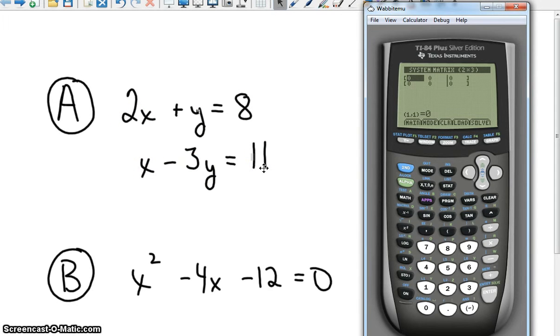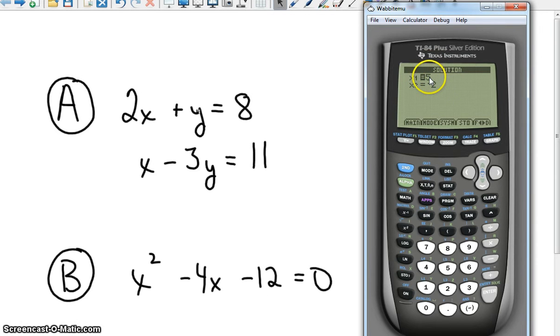Okay, and what you're going to do is just enter the coefficients of the variables. So my coefficient here is 2, my coefficient is 1, and my constant term is 8. My coefficient is 1, my coefficient is negative 3, and my constant term is 11. Now all I need to do is hit solve. And my x value is 5 and my y value is negative 2.